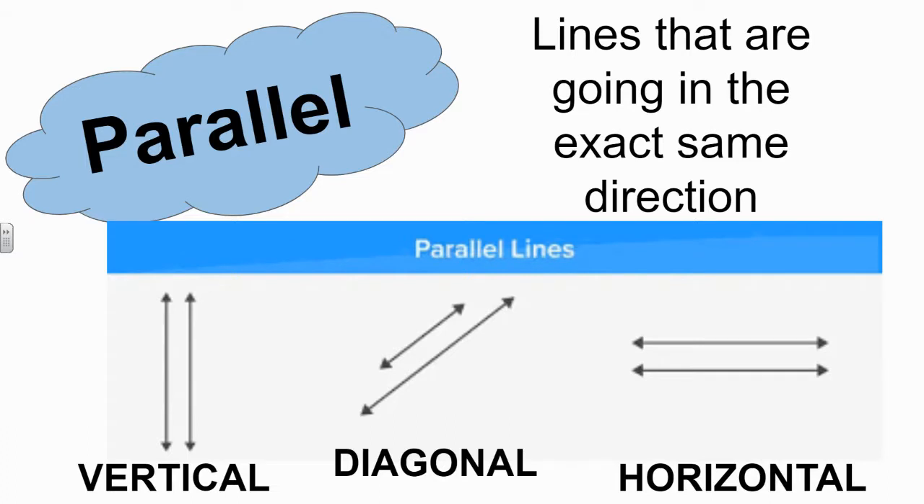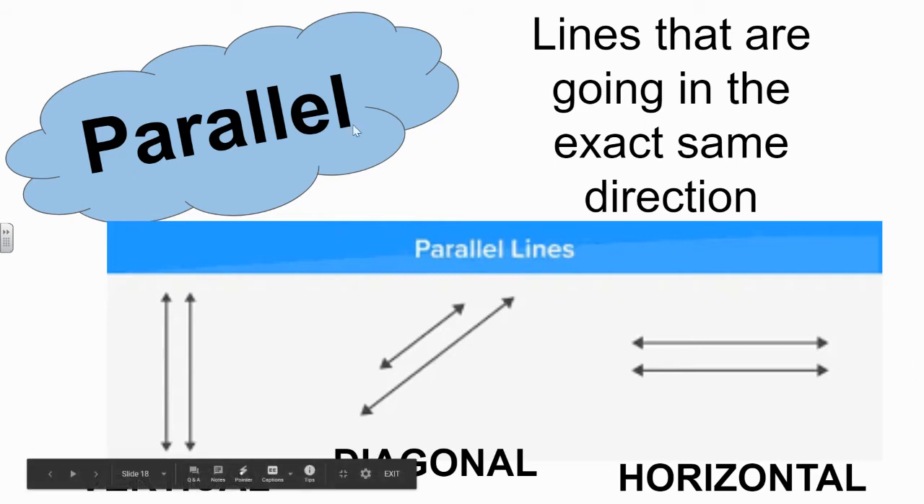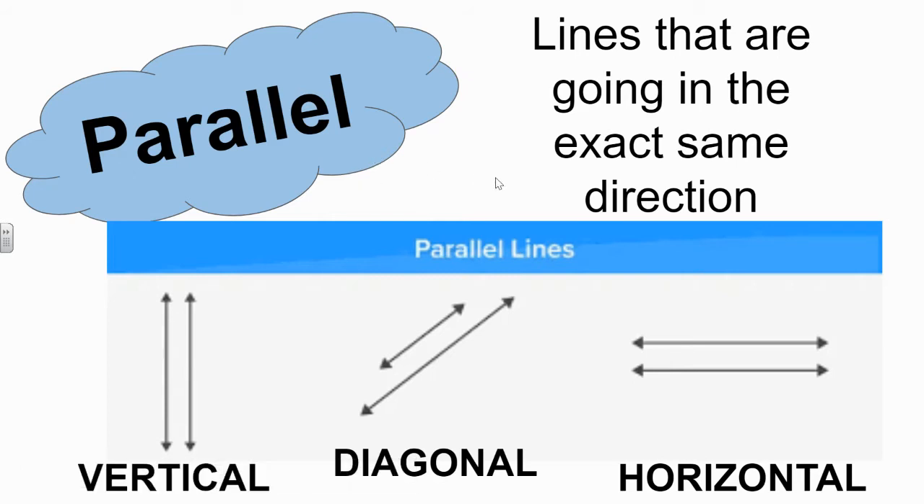You're also going to need to remember what the word parallel means. Parallel means when lines are going in the exact same direction and they never touch or never will. And so just like in the word parallel with the two L's, that is sort of exactly what parallel lines look like. And the parallel lines can be going vertically up and down, horizontally directly across, or some form of diagonal. But parallel means the exact same direction.